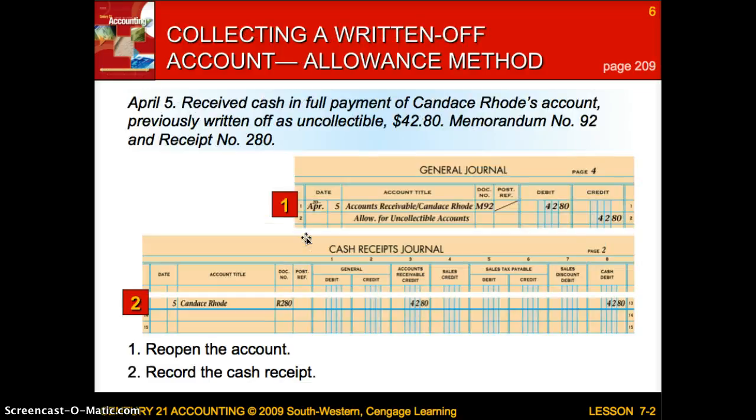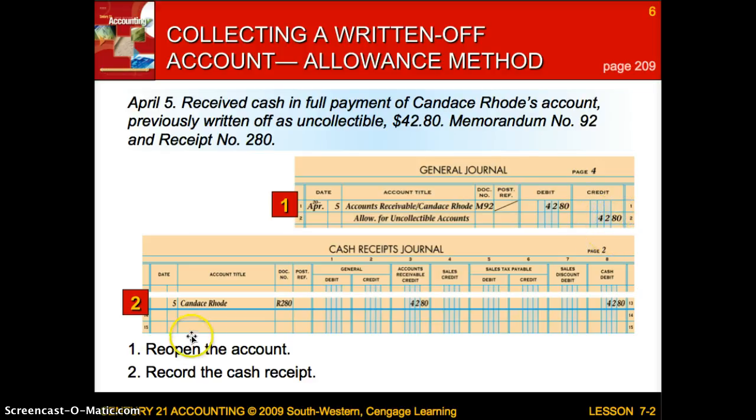Collecting a written off account, allowance method. So on April 5th, we did receive cash in full for Candace Rhodes' account that was previously written off as uncollectible. So what we need to do now is go back and take that out of our uncollectible account. So we will debit our accounts receivable because now she owes that again, and then we will credit our allowance for uncollectible accounts because that won't be uncollectible anymore. She has paid it.